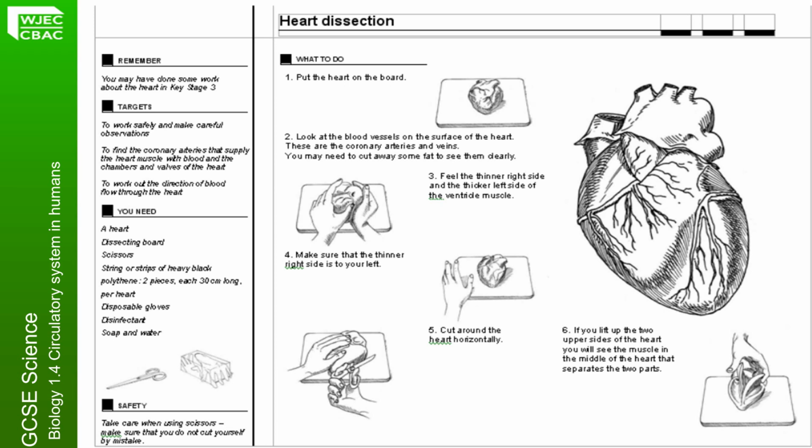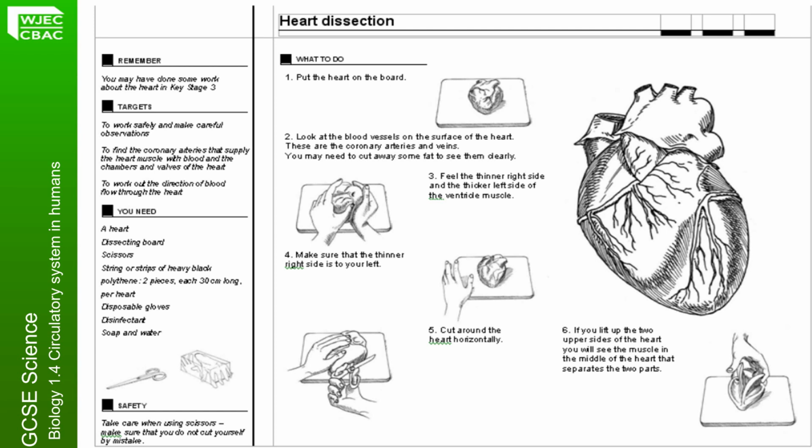It says strings or strips of heavy black polythene. To be perfectly honest, bits of string, bits of wool, bits of thread are equally fine, or a straw, or even something sharp and pointy like some kind of skewer that you might use for barbecues in the summer, just so that you can place it through the blood vessels and see the route that the blood takes. That's what that is for.